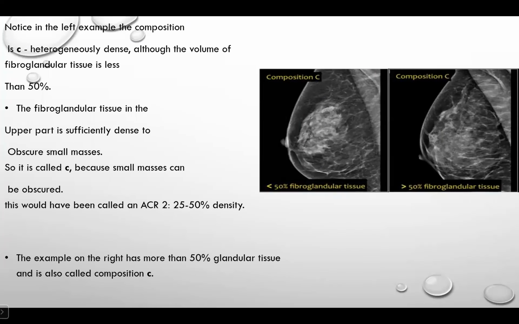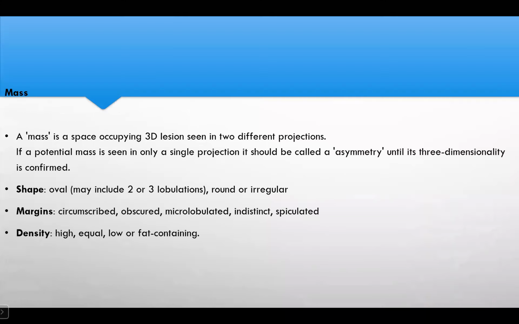Notice in the left example, the composition is C, heterogeneously dense, although the volume of fibroglandular tissue is less than 50%. Fibroglandular tissue in the upper part is sufficiently dense to obscure small masses, so it is called C. Because small masses can be obscured, this is what was called category 2 in RADS 2003, giving a breast density of 25 to 50%, while the example on the right is more than 50% fibroglandular tissue, but is also called composition C according to RADS 2013.